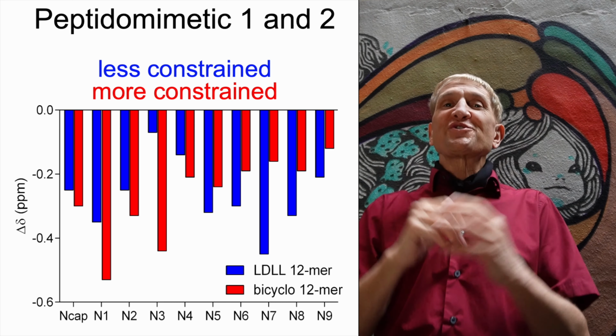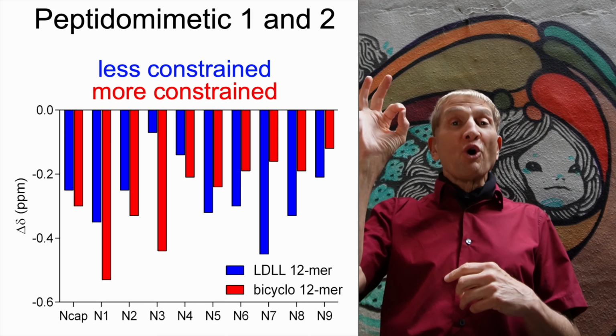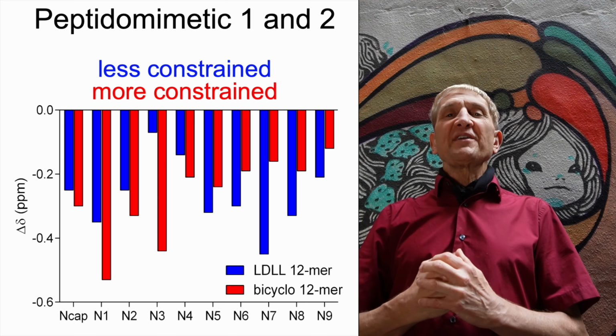And you see in the more constrained case, chemical shifts for the CH alphas are more negative, indicative of more helicity. It's a very simple test.